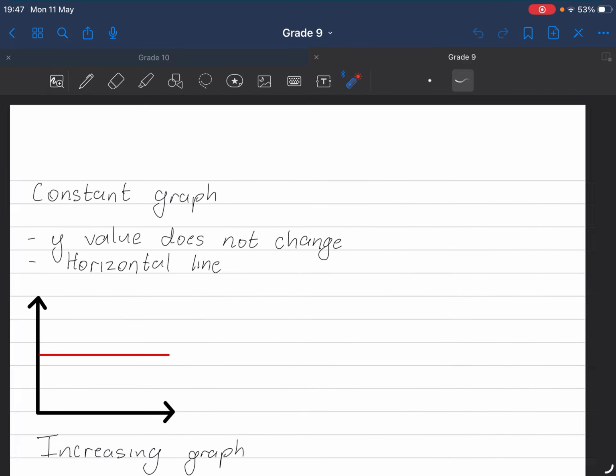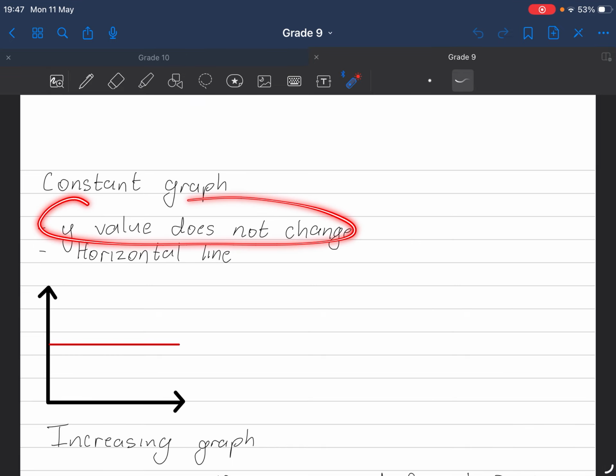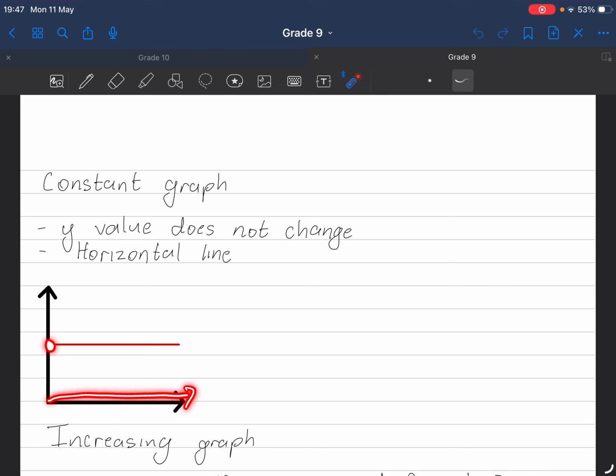The next type of graph we've got is a constant graph. A constant graph just basically means the y value does not change. So, for example, what example could I give you? Let's think about this. Let's say I gave you 10 Rand today, and you spend the next 3 years without changing the amount of money you have.